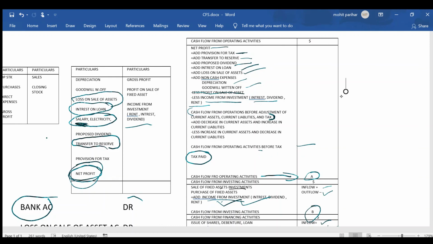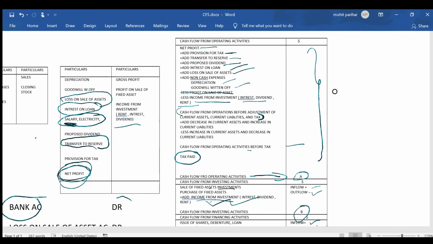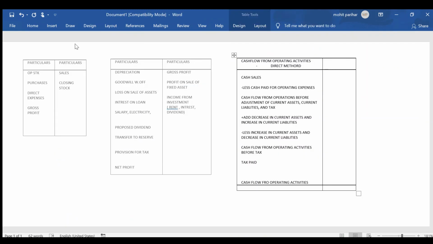I have first completed the indirect method to calculate cash flow from operating activities. Now next I will explain the direct method to calculate cash flow from operating activities. The method which I previously explained was the indirect method, and now I am going to explain the direct method. The direct method is rather a very simple method, and it is very easy to understand.